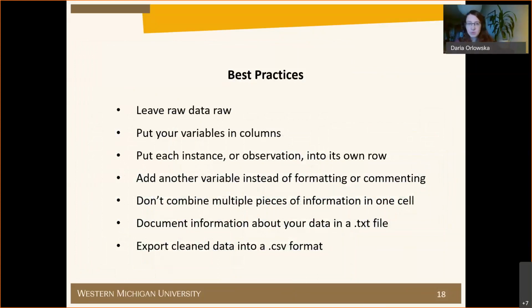You want to put your variables into columns with one instance or one observation in its own row. You want to add other variables instead of formatting or commenting. You don't want to combine multiple pieces of information in one cell. You want to document information about your data in a text file or an additional piece that's separate from your spreadsheet so that if you are sharing it or if you're running it through some sort of code, you don't have to deal with the fact that the computer is reading everything as one row.